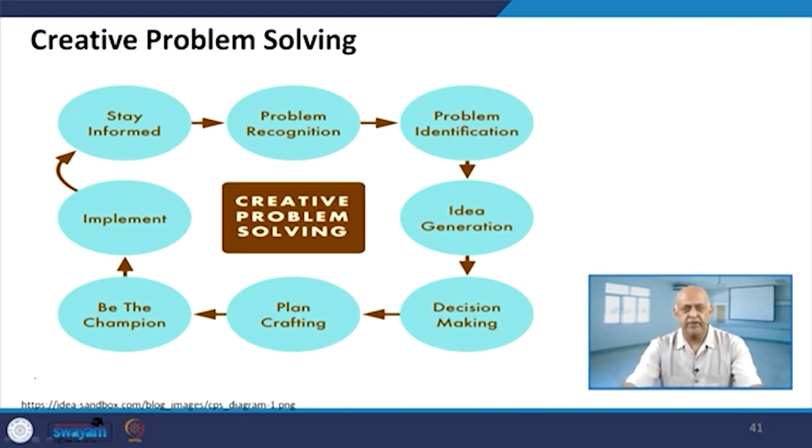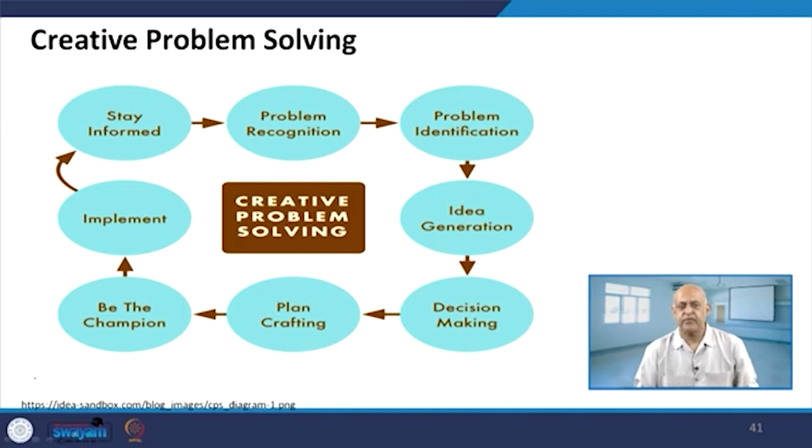Now, there can be different traditional methods and traditional ways, but here we will talk about creative problem solving. First and foremost, what is important is to stay informed. Many leaders are not aware of what is actually happening at the ground level, and therefore the information process is required to be very strong.